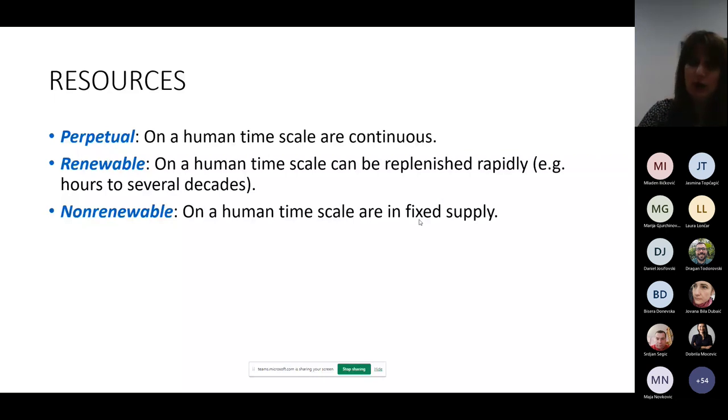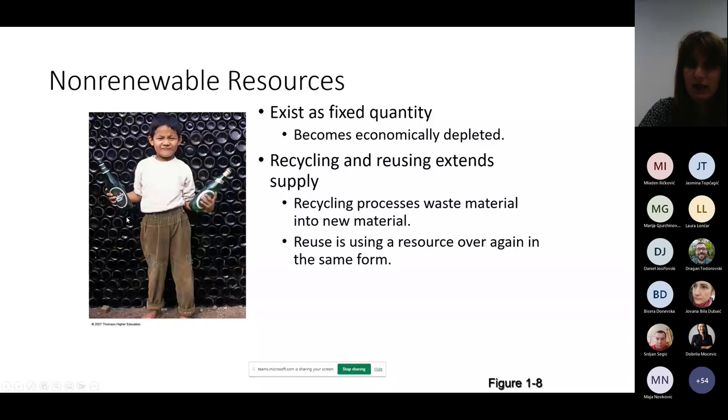Since the population reached this level, the use of non-renewable resources has started to rise. Because they exist as a fixed quantity, as you know, at a regional level, lithium has a fixed quantity globally and regionally, causing huge environmental problems and discussions as well. It's a burning environmental issue. Recycling and reusing may extend this supply. Recycling processes waste material into new material, while reuse is using a resource over again in the same form.